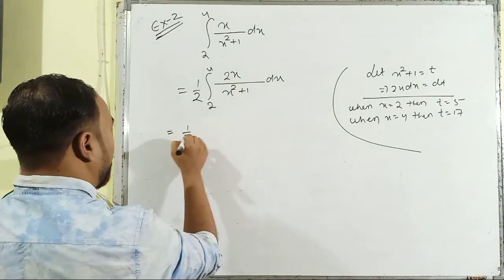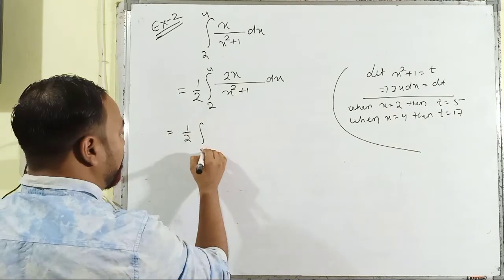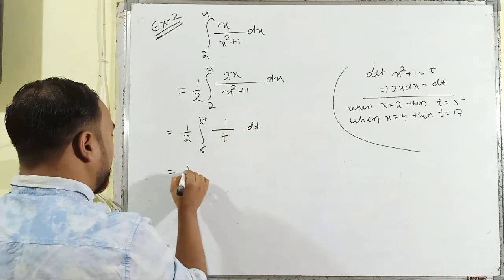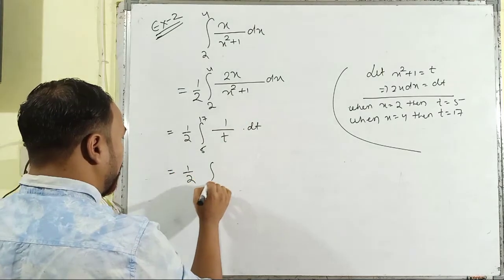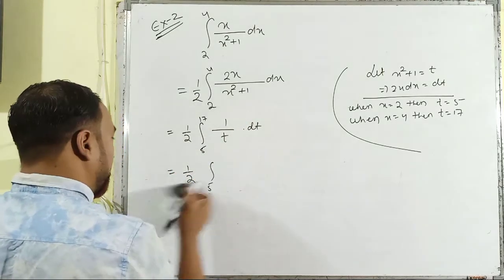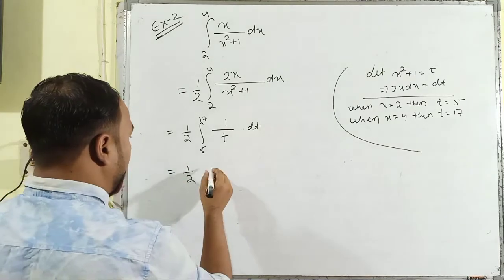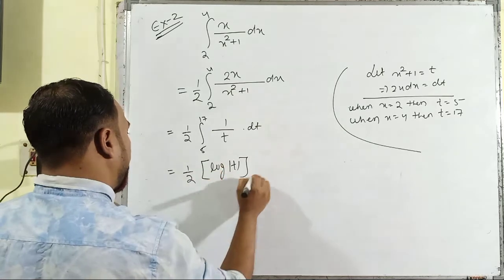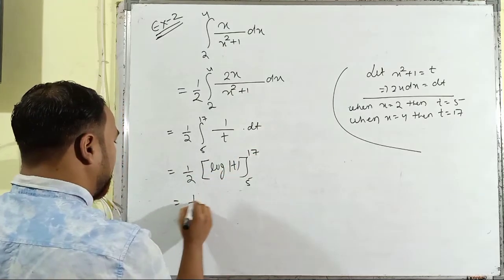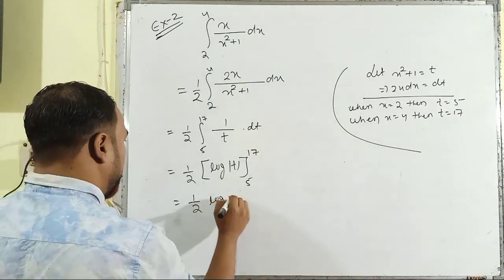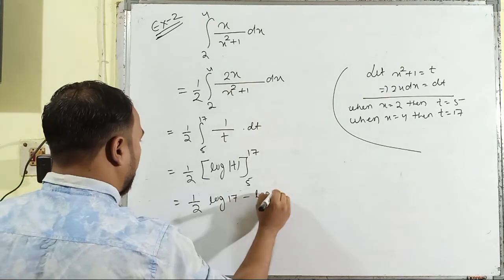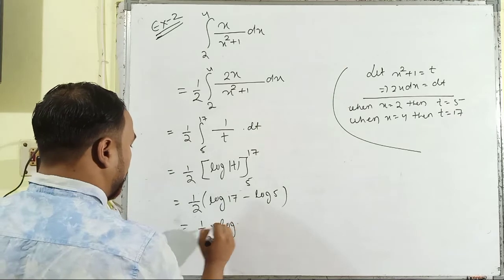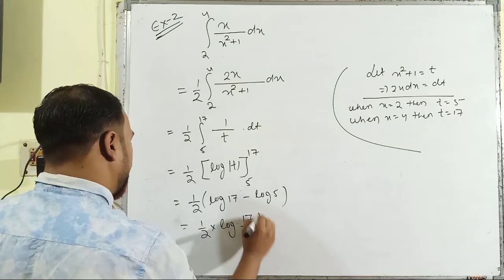Then we put the appropriate values, and by substituting we find the integral. It is 1 upon 2, from 5 to 17, 1 upon t dt. The integral of 1 upon t is log modulus of t from 5 to 17. Then it is 1 by 2 of log 17 minus log 5, then 1 by 2 log 17 divided by 5.